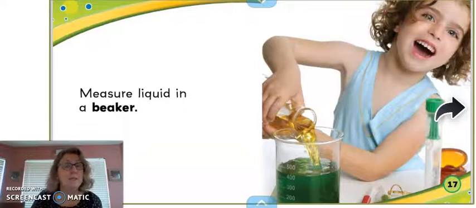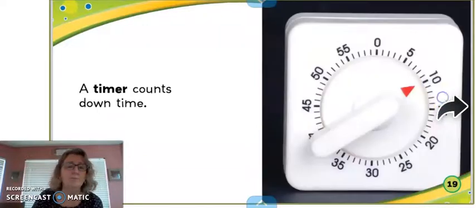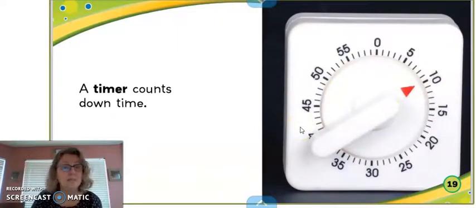You measure liquid in a beaker. Sometimes you also use what's called a measuring cup, but this one, when it looks like this, is called a beaker. And a timer counts down time.